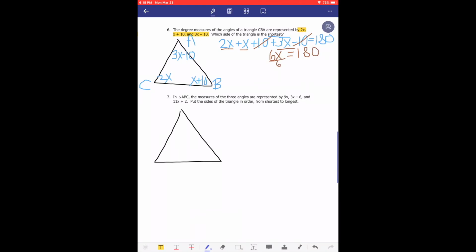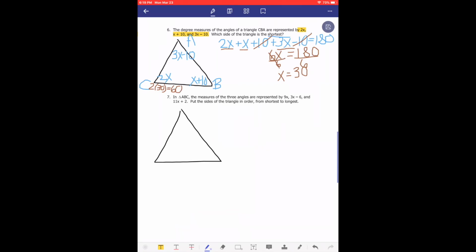Now I'm going to divide by 6 on both sides of my equation. You'll be left with x equals 30. Plug that 30 in for x in all my angles. So for angle C, I have 2 parentheses 30. When you multiply 2 times 30, you'll get 60.